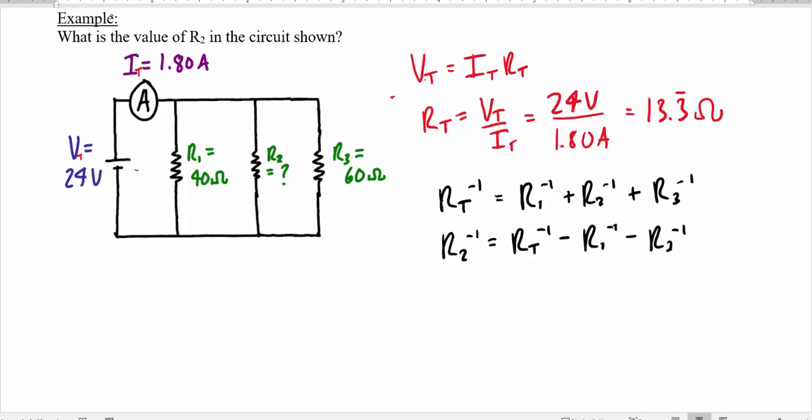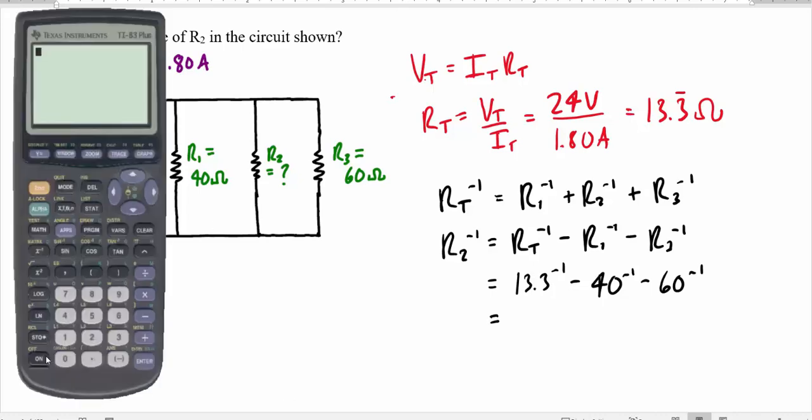I'm actually just going to pause here a second, and I'm going to solve for R2 to the negative 1. So I'm going to put in values, and this might be a step early, but we'll just see what happens. So R total to negative 1, so that's 13.3 to negative 1 minus 40 to the negative 1 minus 60 to the negative 1. And let's just see what we get here. I'm going to put this in my calculator so you can see what I'm doing, because you want to make sure that it works out. And this is the answer my calculator returns. It says 0.03352.